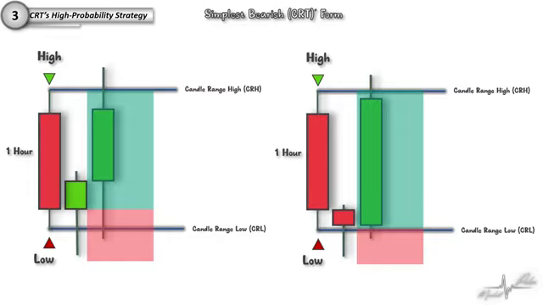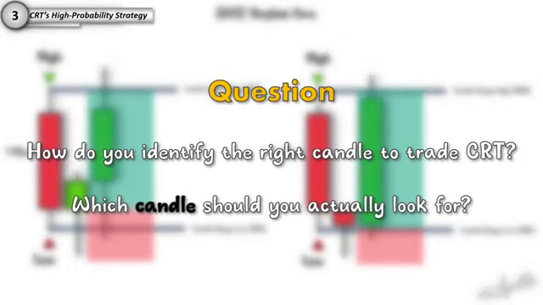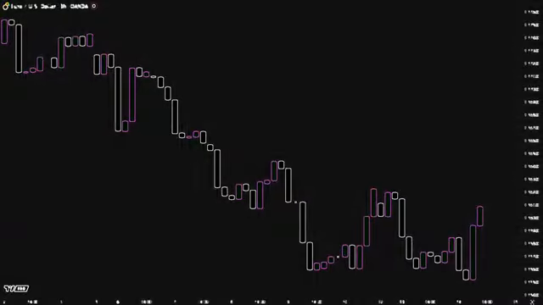Now that you understand how to trade CRT, the next question is, when you face a real chart, how do you identify the right candle to trade CRT? Which candle should you actually look for? As you can see, not every candle's range gets traded, so we can't expect to apply CRT to all candles. It seems it just happens randomly.